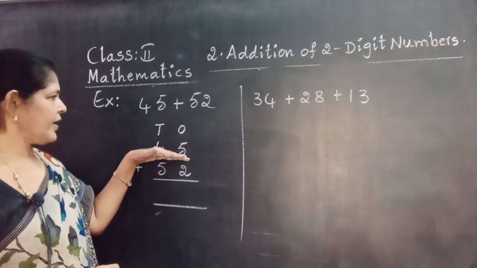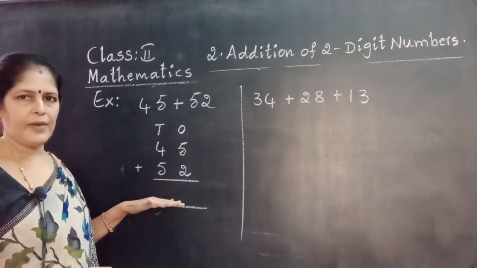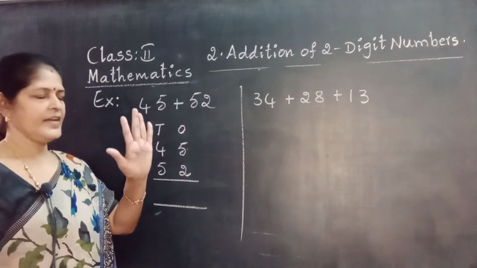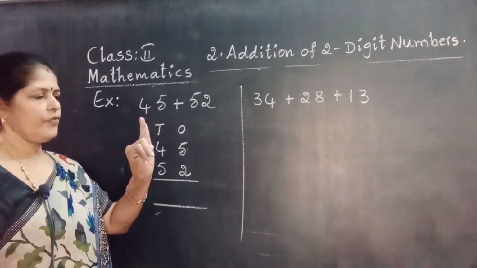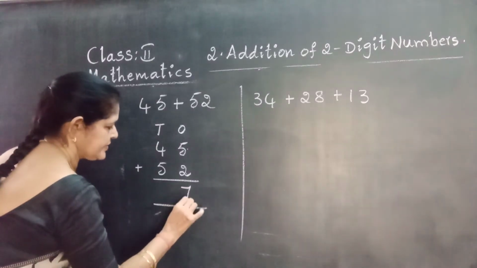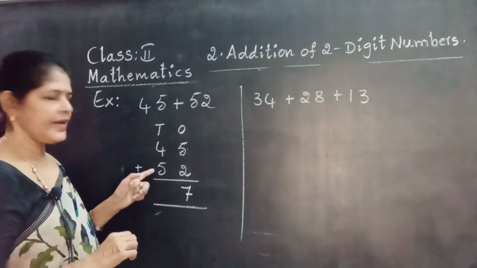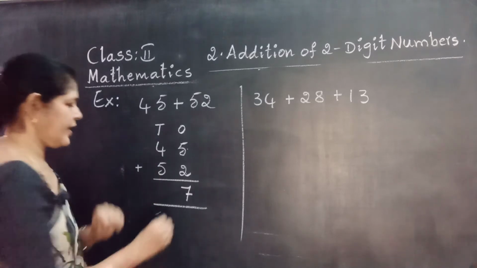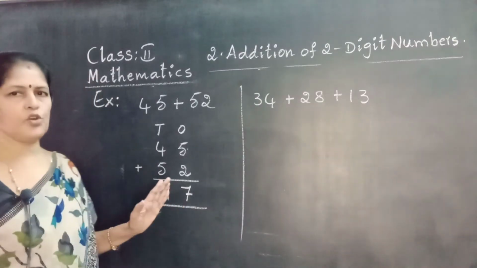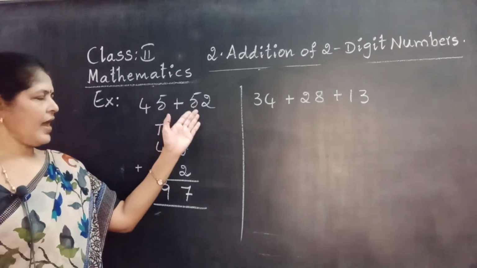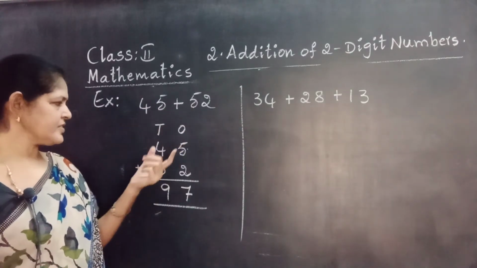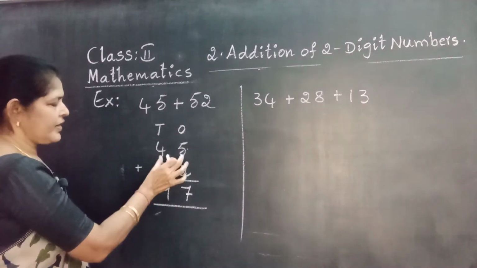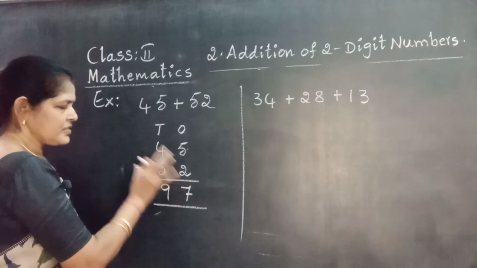45 is the first number. 52 is the second number. First, same process. 5 plus 2. Take 5 fingers, 2 after: 3, 4, 5, 6, 7. 7 ones. Now adding tens. Take 4 fingers, 5 after: 6, 7, 8, 9. 97 is the total. The numbers are given like this. Addition is given like this. We have to put the places and write the first number column-wise. Second number also column-wise.